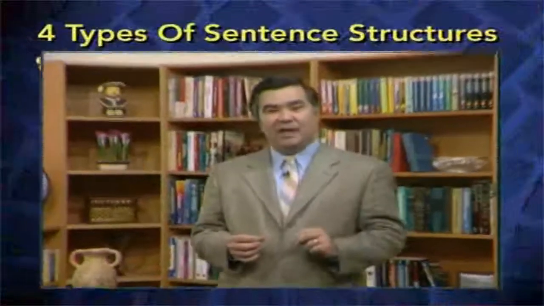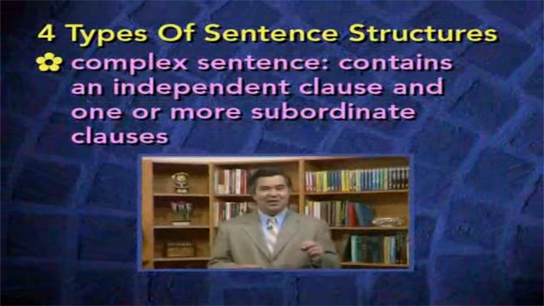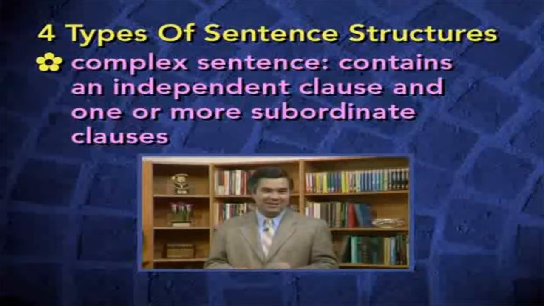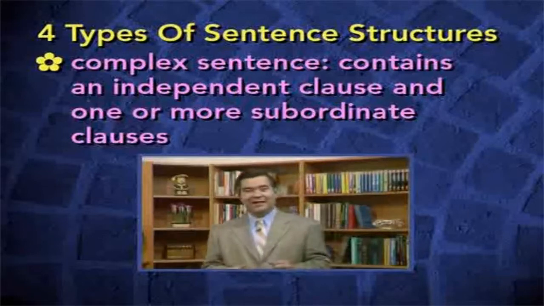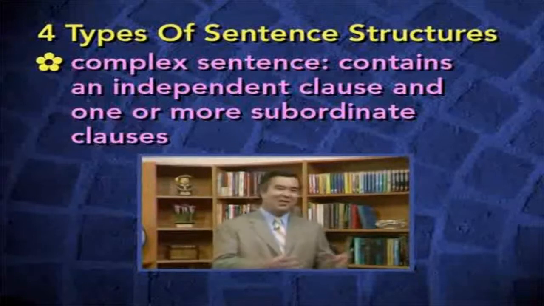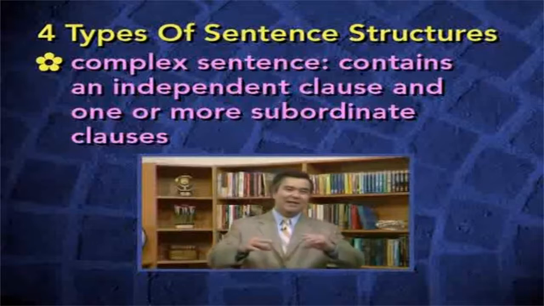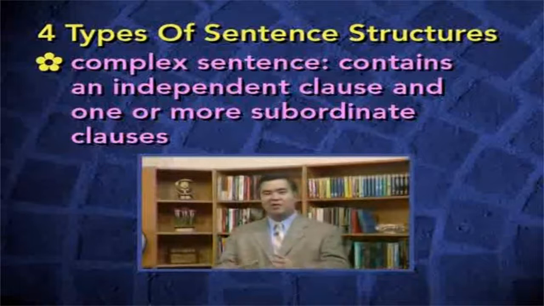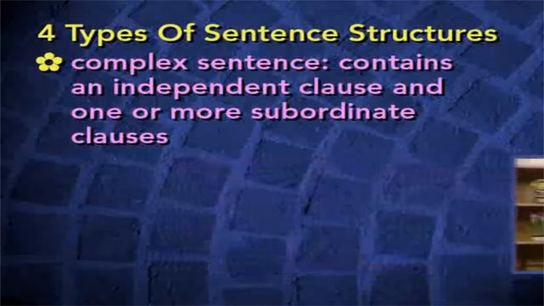Now for the third type. A complex sentence contains an independent clause and one or more subordinate clauses. Now remember, the subordinate clause cannot stand alone as a sentence. However, it works perfectly well when it is attached to an independent clause. It normally has a secondary or less important meaning, and it needs the independent clause in order to express a complete thought. Let's take a look at an example of how this works.